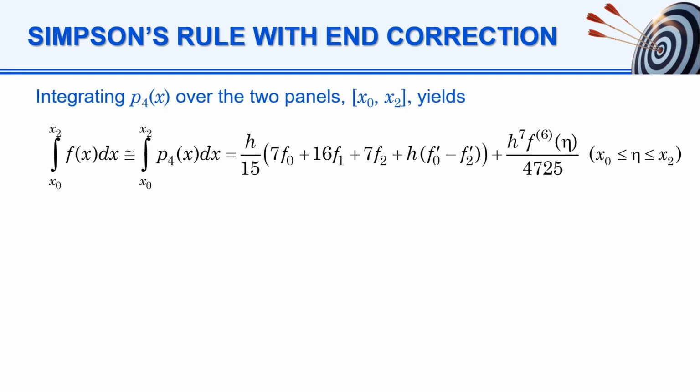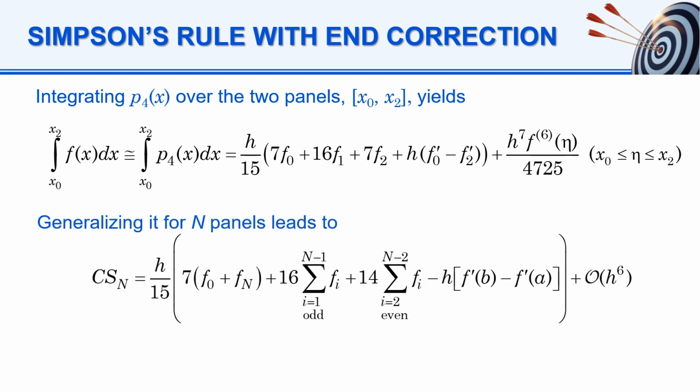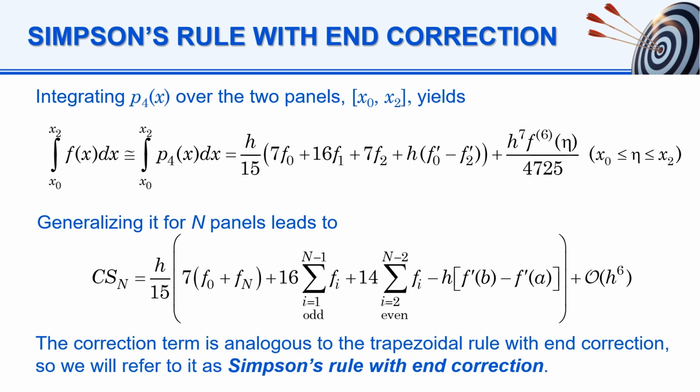Integrating the polynomial P4(x) over the 2 panels, from x0 to x2, yields the following expression. Generalizing it for n panels leads to the composite formula. The correction term here is analogous to the trapezoidal rule with end-correction, so we refer to it as Simpson's rule with end-correction.